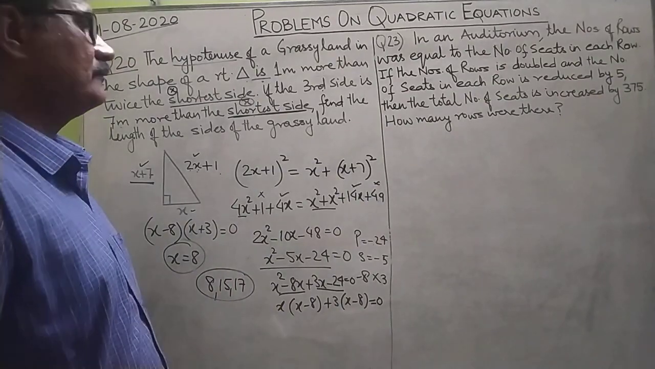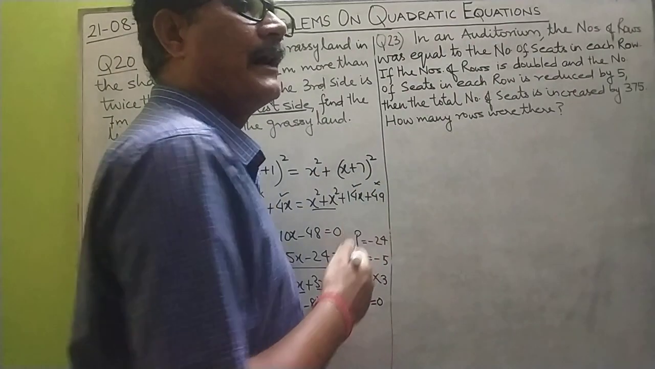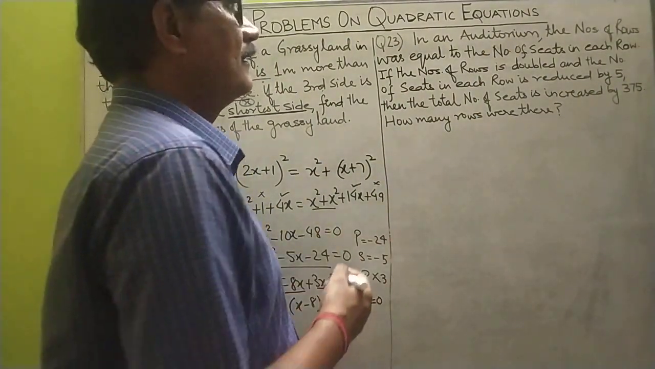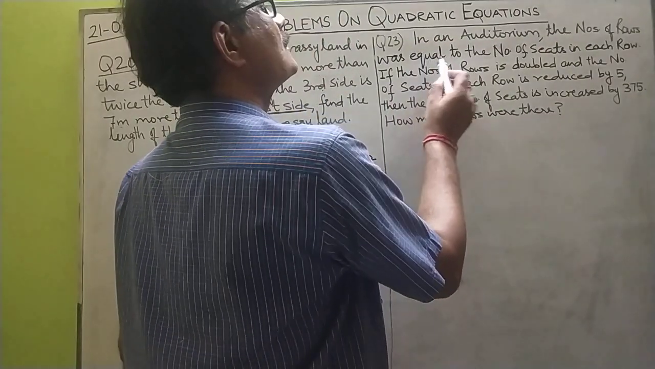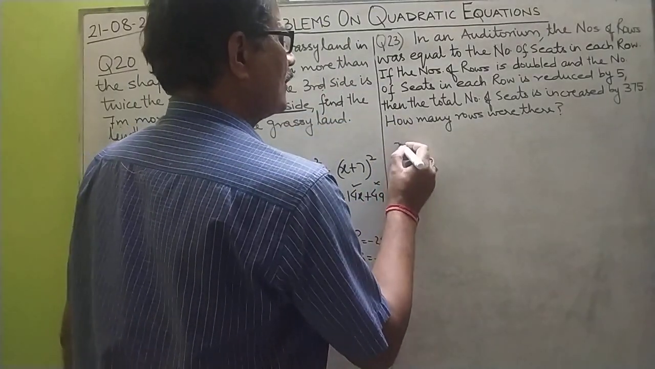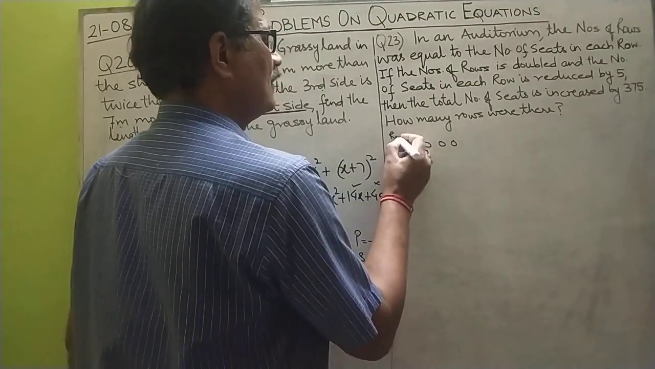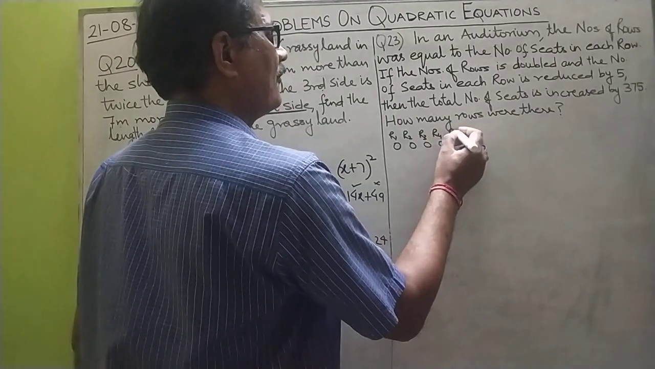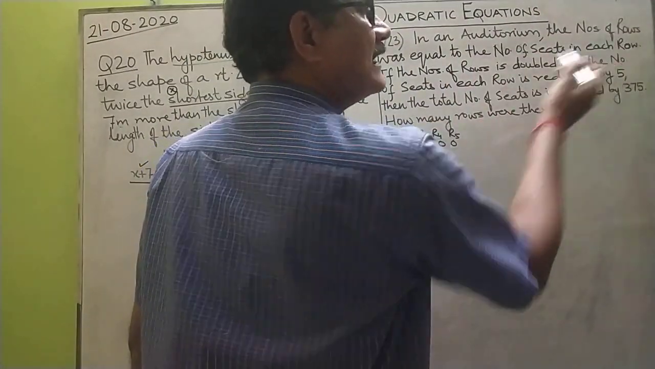Okay, now moving on, children, to the next question, which is on the arrangement in terms of rows and columns. That is, you can say the matrix arrangement. In an auditorium, the number of rows was equal to the number of seats in each row. What that means is, suppose an auditorium has 5 rows. These are 5 rows: R1, R2, R3, R4 and R5. There are 5 rows. And the number of rows is equal to the number of seats in each row.